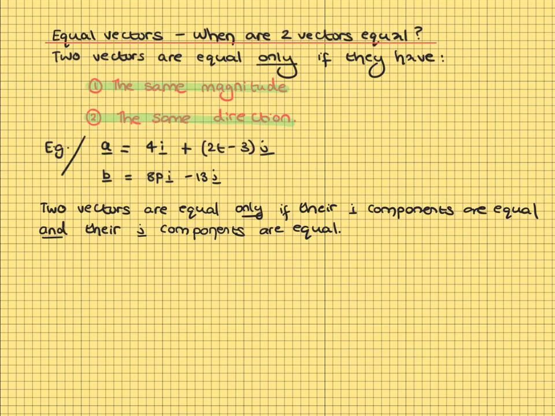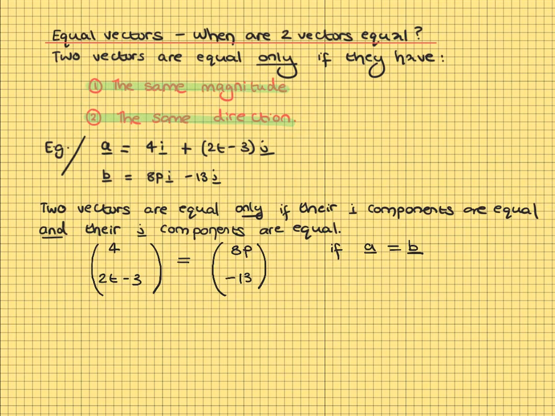So the vector A can be written as a column, 4, 2t minus 3. And if we're saying that this is equal to the vector B, here's B as a column, 8p as its i component, negative 13 as its j component. So this is true if A is equal to B.